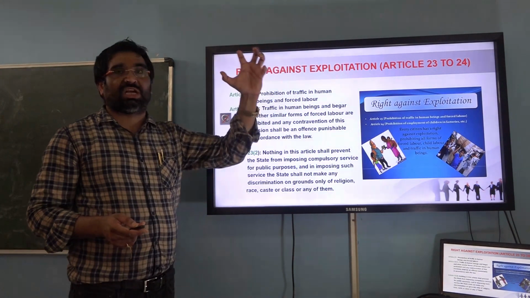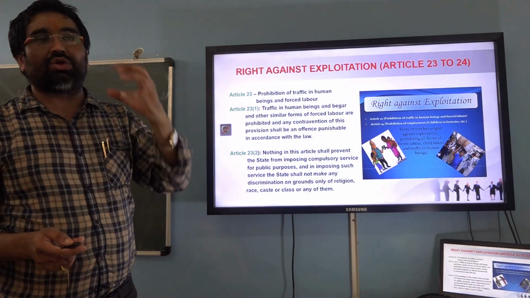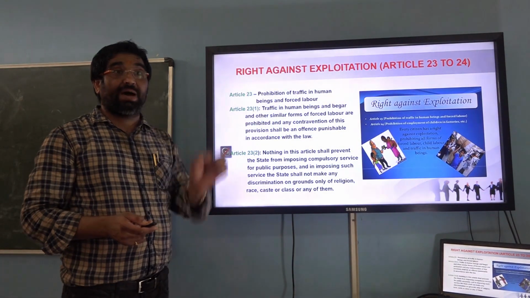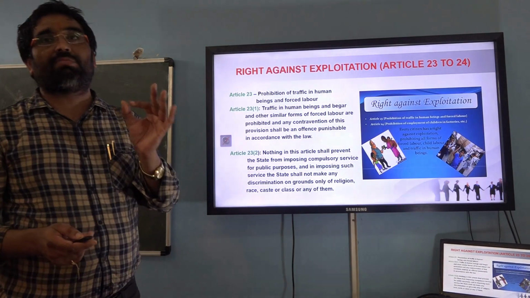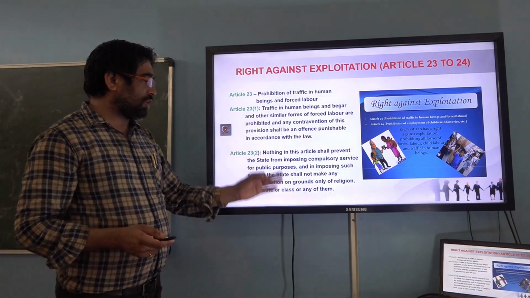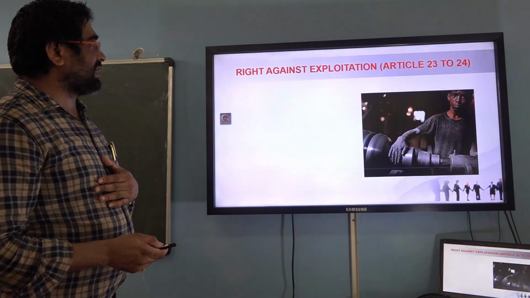Even if the state, the government, wants to give some work to the citizens of the country during an emergency period, it can do so. That is the right of the government. But the government will not make any discrimination on the basis of religion, race or caste. And then we will see Article number 24.